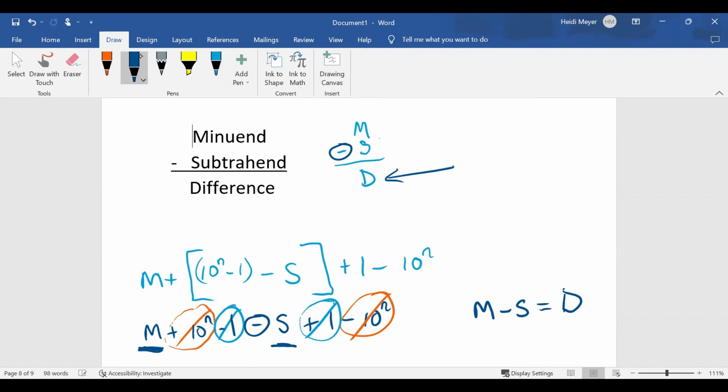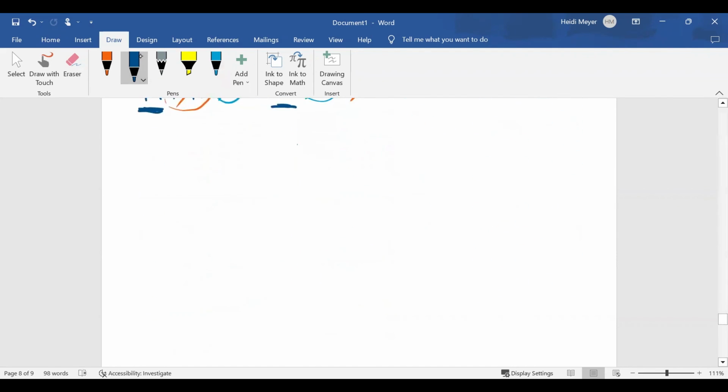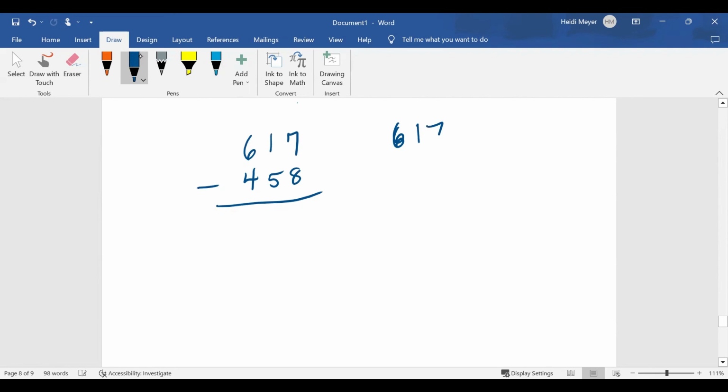It's your difference. So basically, nine's complement is a way of adding something in and subtracting it back out, but it's kind of hidden. So let's just wrap up with one more problem really quickly. Let's do 617 minus 458. Write the number on the top. Change to addition. Write the nine's complement.